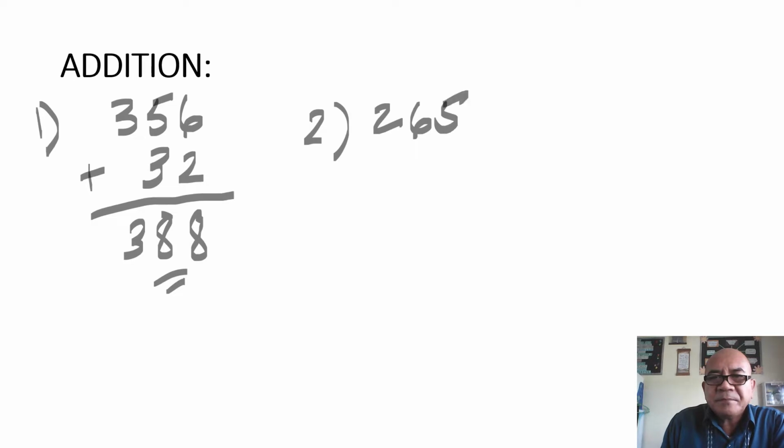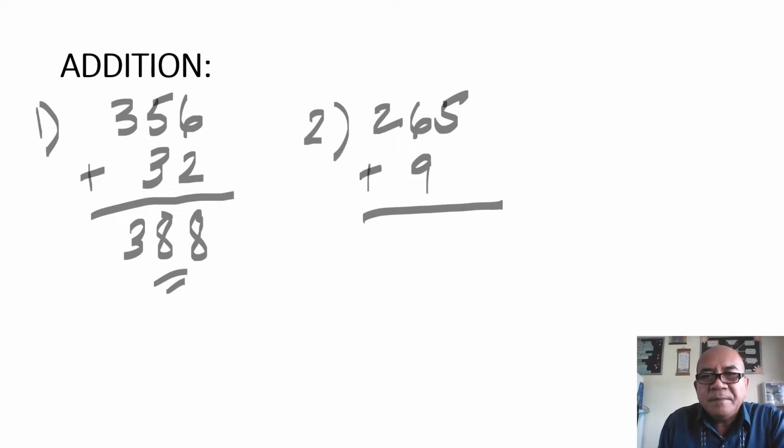265 plus 97. Okay. Yan. So, 5 plus 7 is 12. So, hindi mo pwedeng isulat dito. So, carry 1. So, ilalagay natin yung 1 dito.